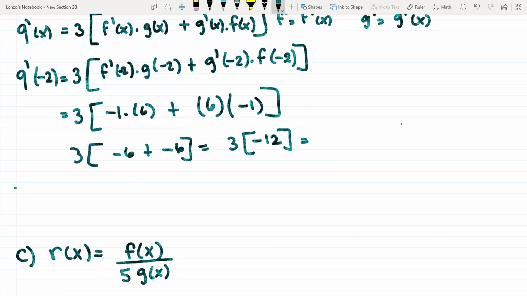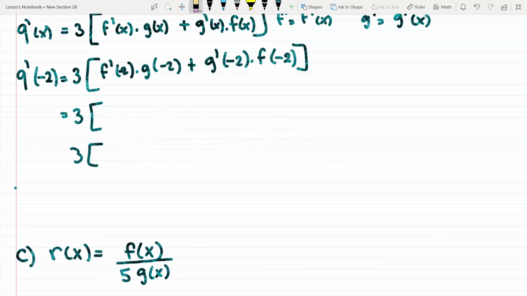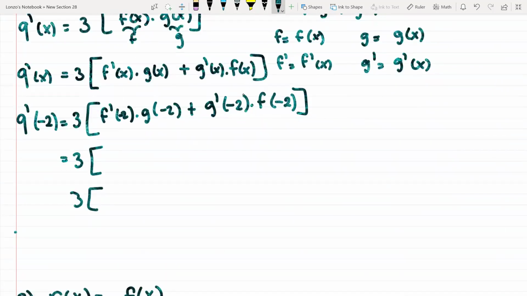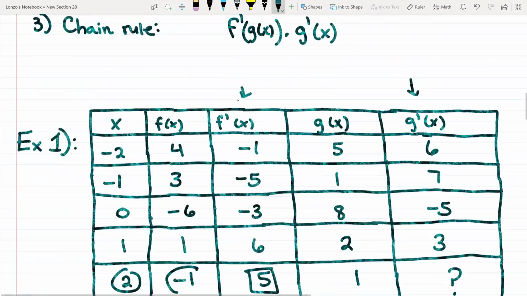I must have made a mistake. Yeah, I made a mistake right inside. Let me redo this part. Okay, so find f prime of -2. F prime of -2 is -1. G prime of -2 is +6.